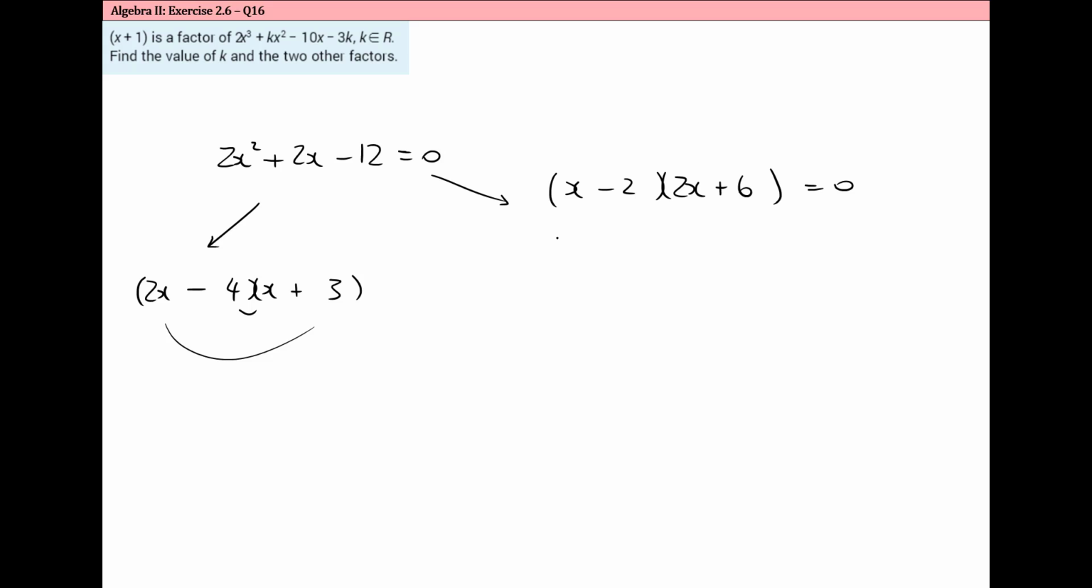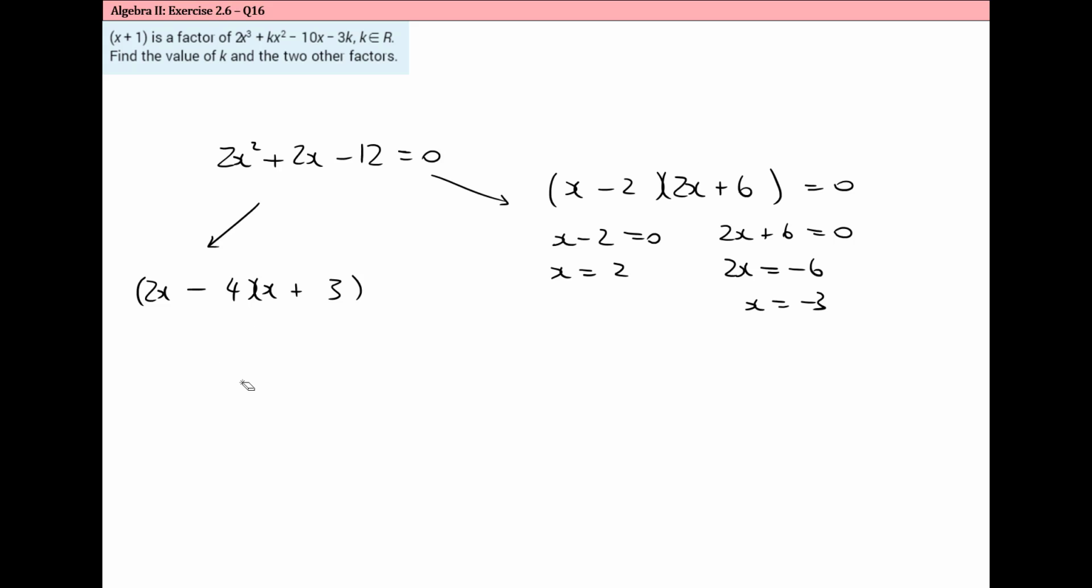If we let this equal to 0, we can see that x minus 2 would be 0 and 2x plus 6 would be 0. X is equal to 2, 2x equals minus 6, x equals minus 3. So those would be the roots. We weren't asked for those in this question, but that's how we would do it.